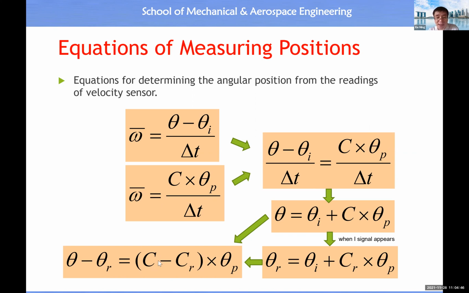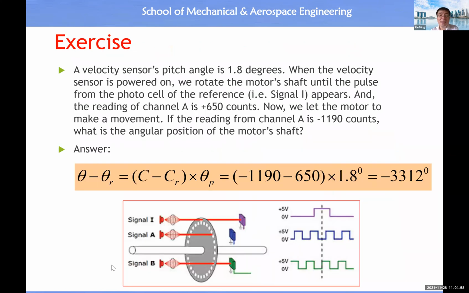So this is the actual reading. When C equals CR, you get 0. When C is equal to any other value, you get the absolute position with respect to this 0 position. This exercise helps you to understand the use of this equation. For example, we power on the sensor and let the sensor rotate until we find this I signal or Z signal. At this time, we store the reading from the counter. In this case, it's 615. We memorize it.